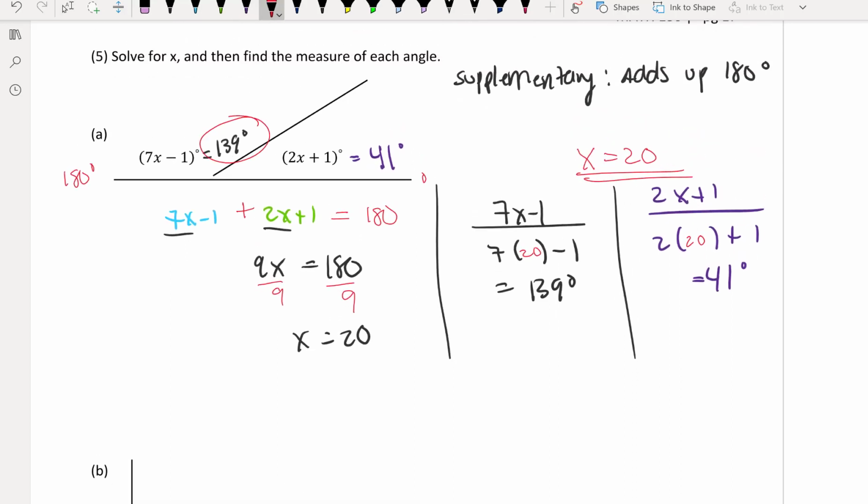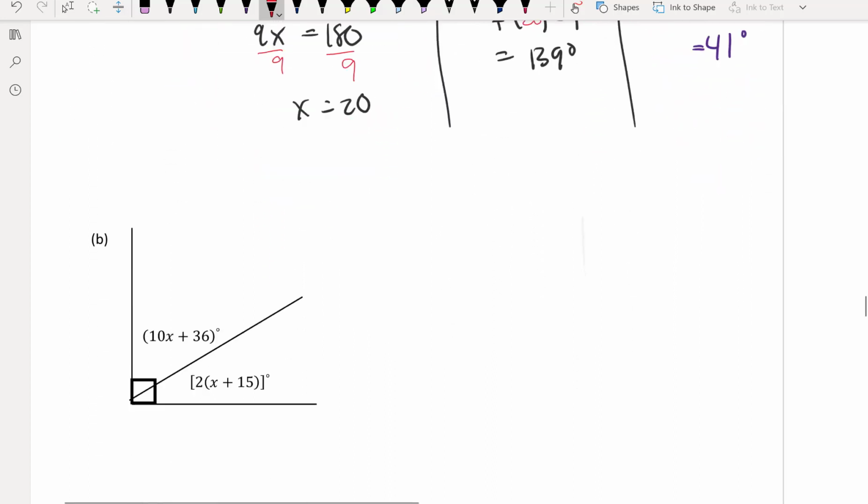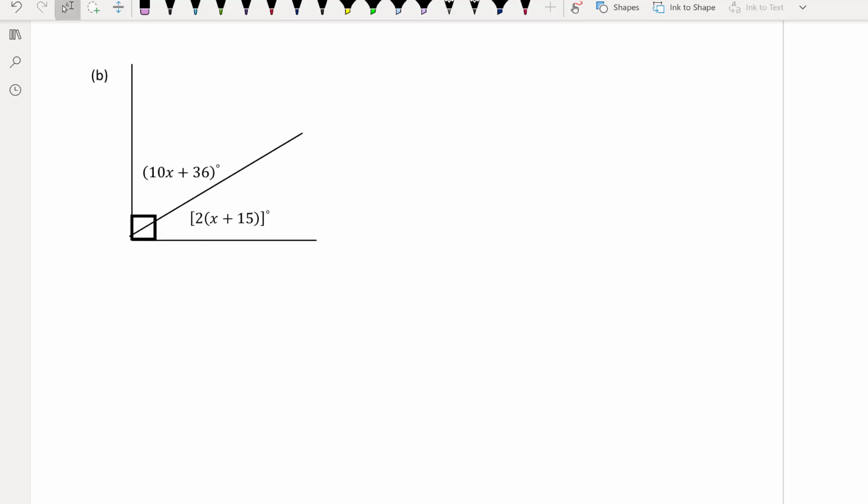So those are going to be my two answers, 139 and 41. For part B, I see that right triangle because it has that little square. So I know that these are going to add up to be 90. So this is complementary.